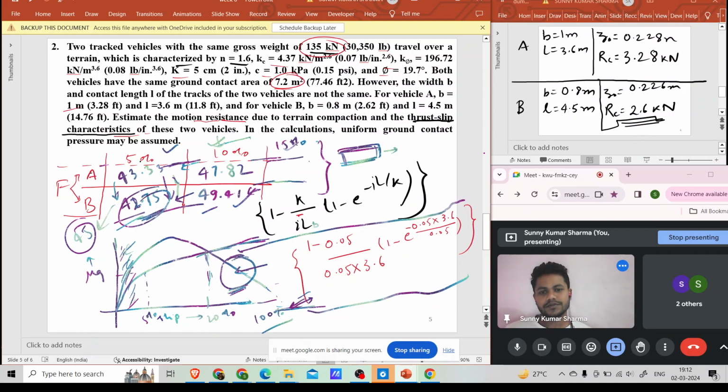So is it clear? Can we move to the next question? Do you have any doubt, Sivarma? Do you want to discuss anything, Sivarma?